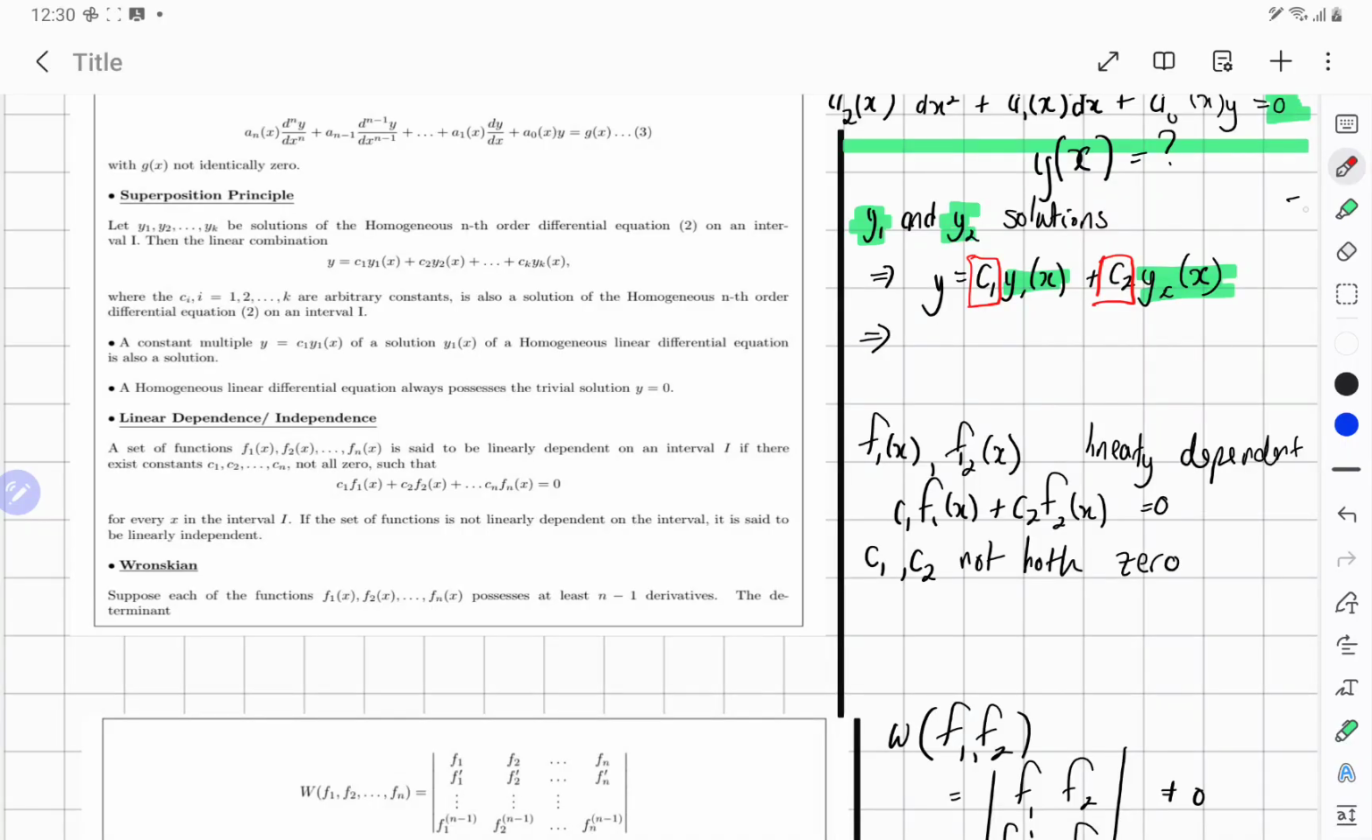So let's just recap. y1 is a solution, so that means that a certain constant times y1 will also be a solution. If y2 is a solution, a certain constant times y2 will be a solution. When I add them, that's the linear combination, and that will be a solution again.